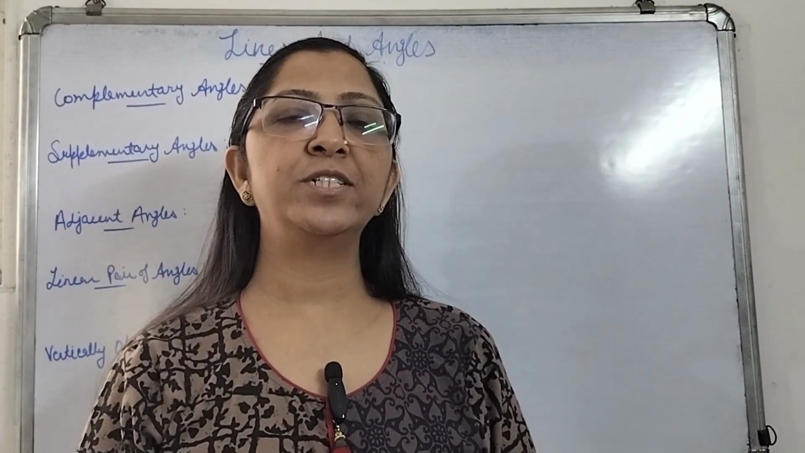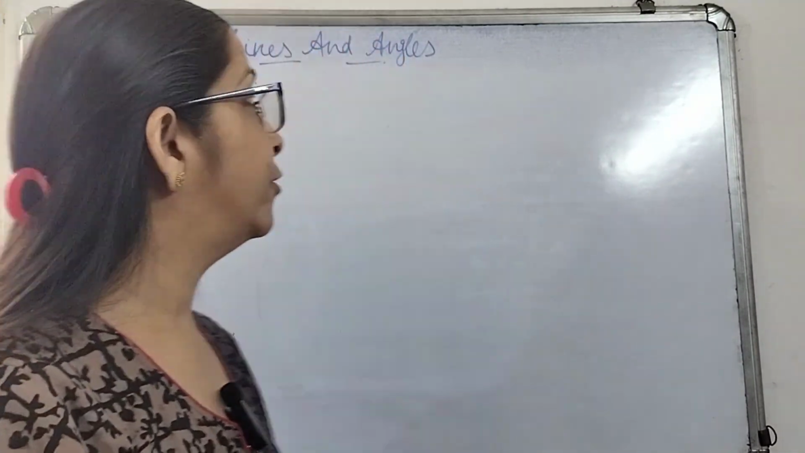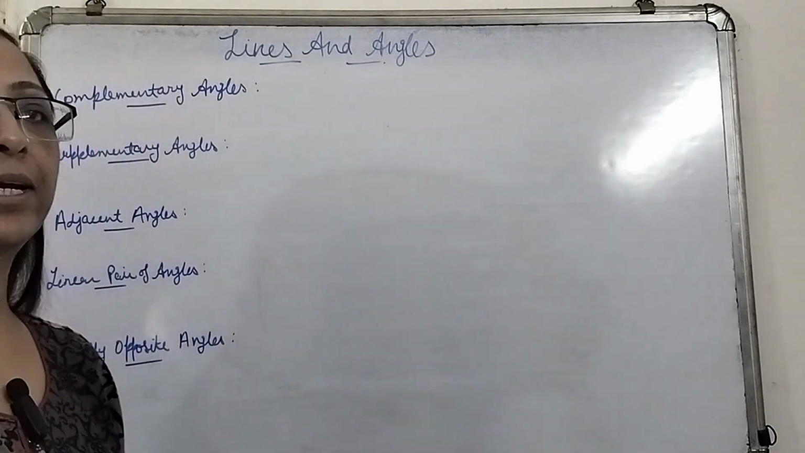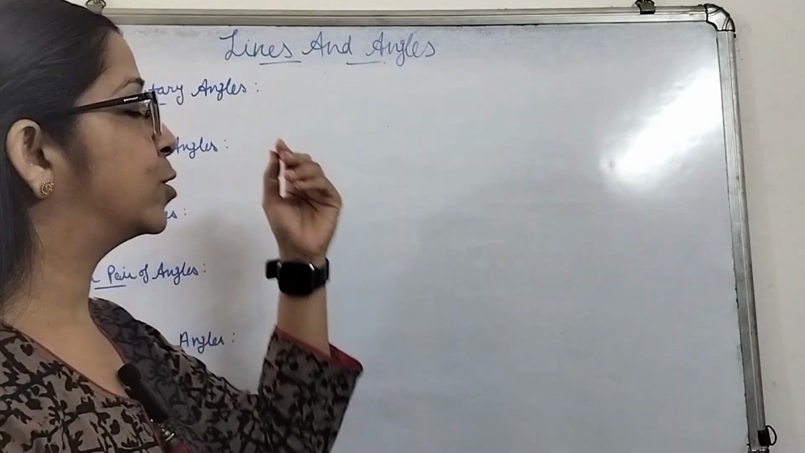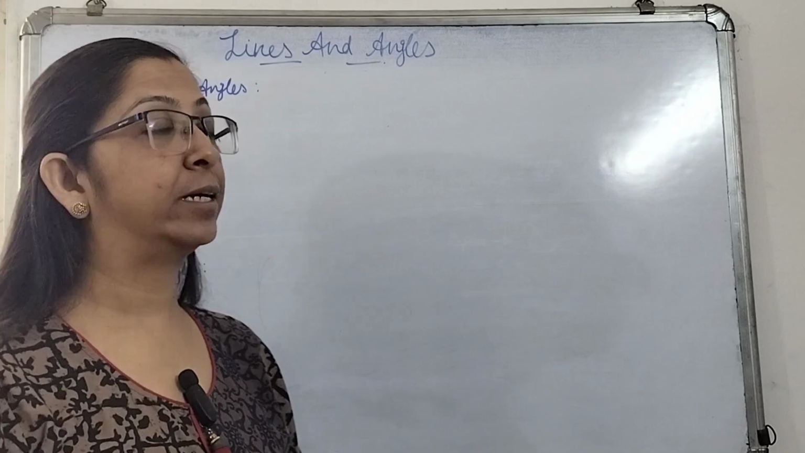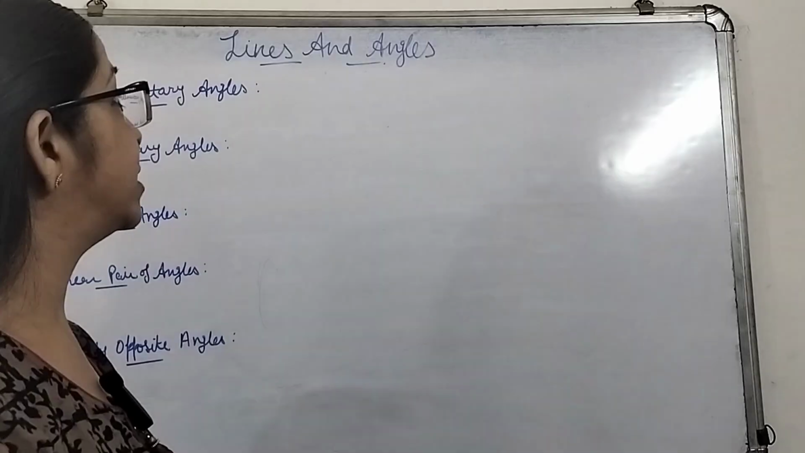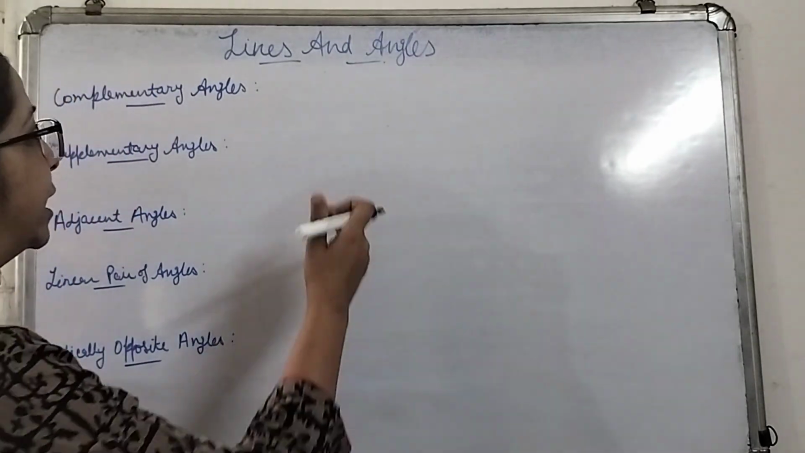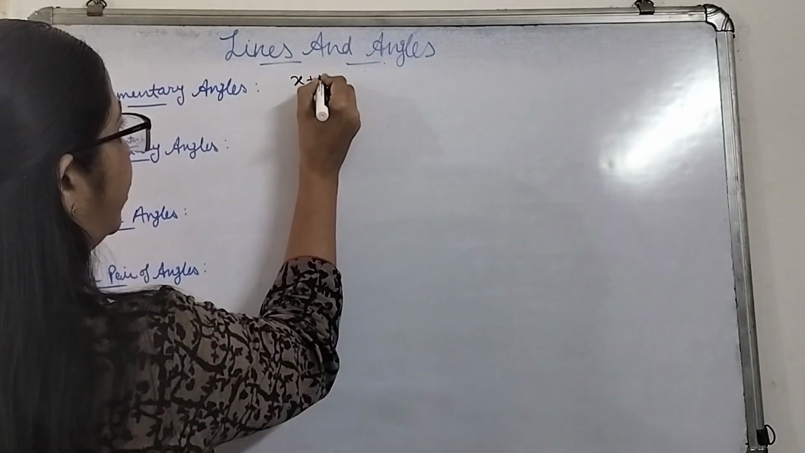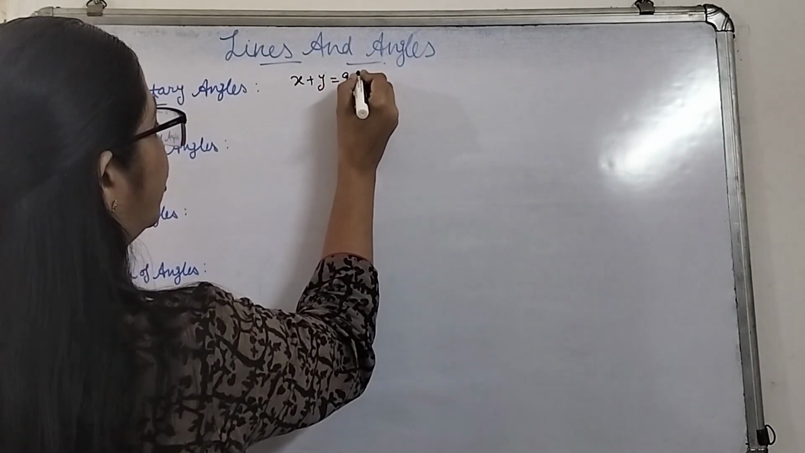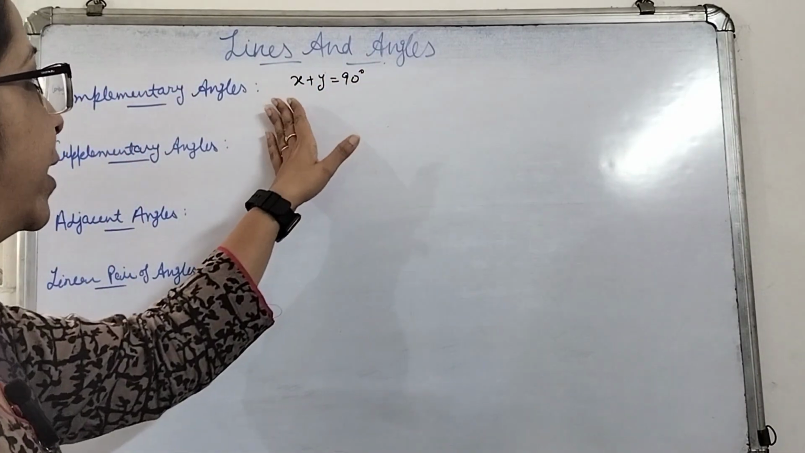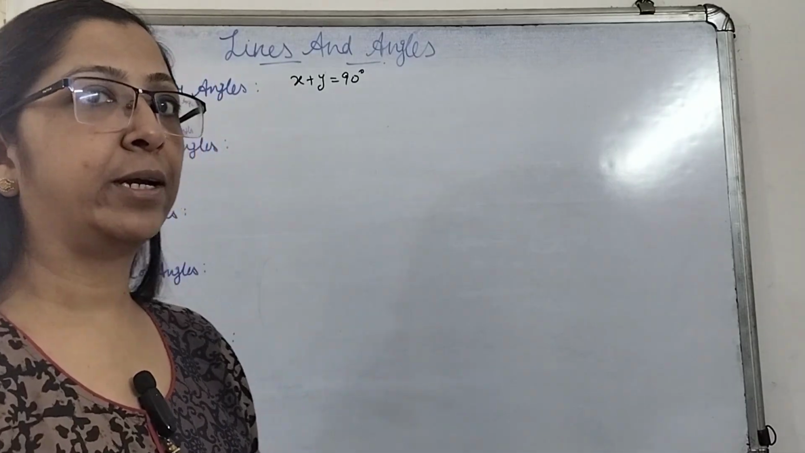Now let's talk about some pairs of angles. First of all, complementary angles. If there are two angles whose sum is equal to 90 degrees, then such types of angles are known as complementary angles. That means if there are two angles, suppose x and y, and their sum is equal to 90 degrees, then such types of angles are known as complementary angles.